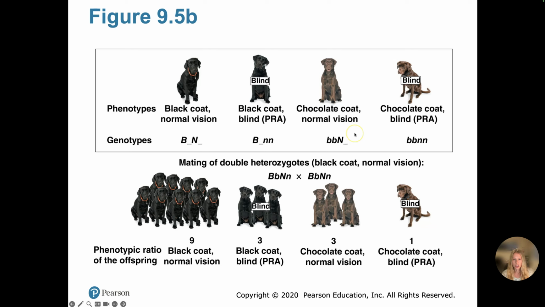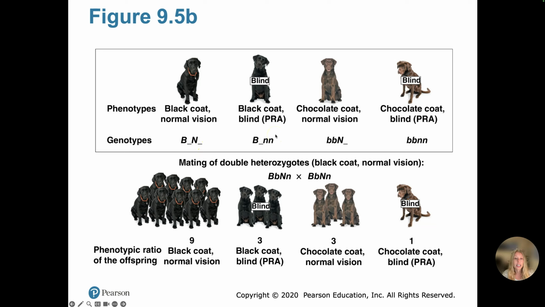These are all the different genotypes that black and chocolate labs can have. The black color is the capital B. It's the dominant coat color allele. And normal vision, so no progressive retinal atrophy, is the dominant allele for vision. So the black coat is represented with a capital B. Normal vision is represented with a capital N.